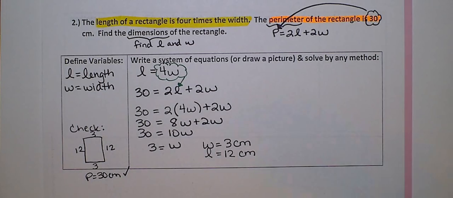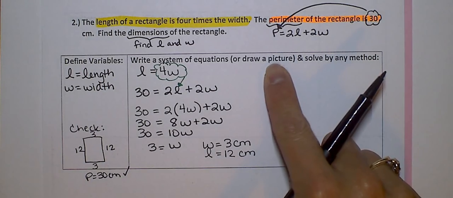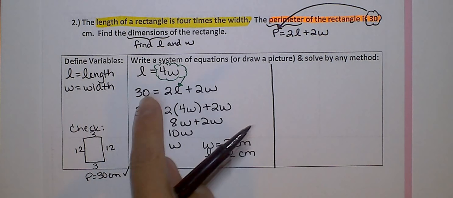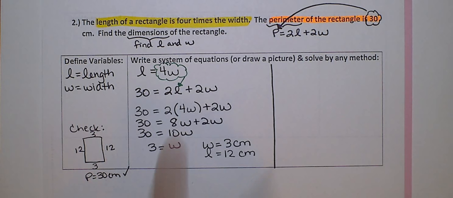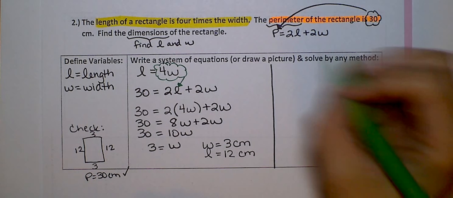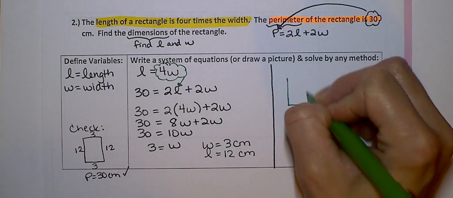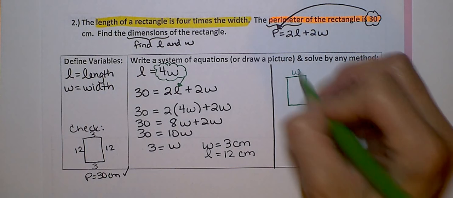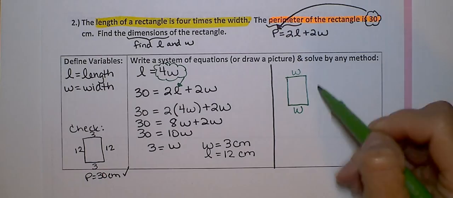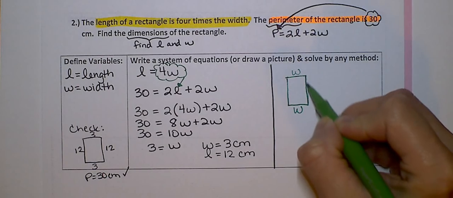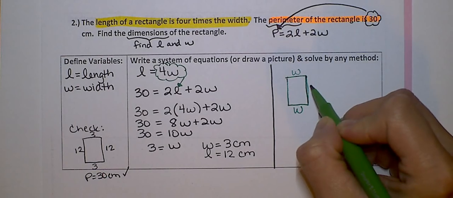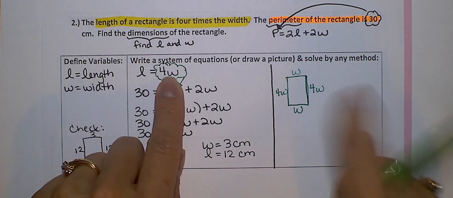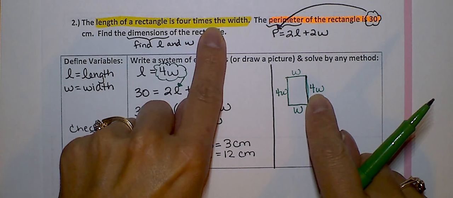Now let me go back and show you how to do this by drawing a picture. So some of you will feel comfortable setting up your 2 equations and doing substitution. But a second way is to draw your picture first, and we know that the length is 4 times the width. So this part right here is the length, so instead of putting L, I'm going to put 4W, because we even said that here. Length is 4W, given from this sentence.